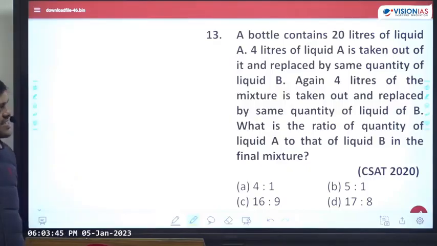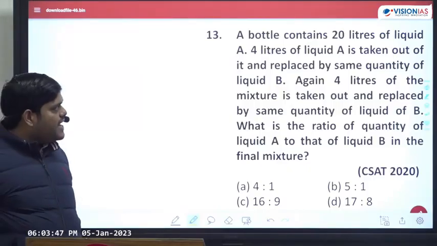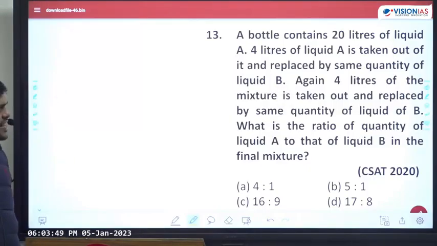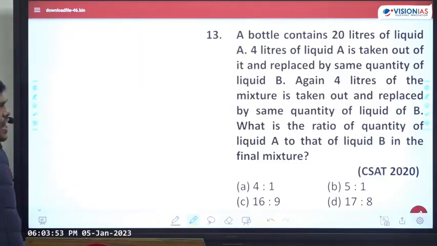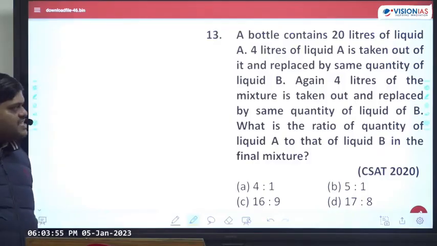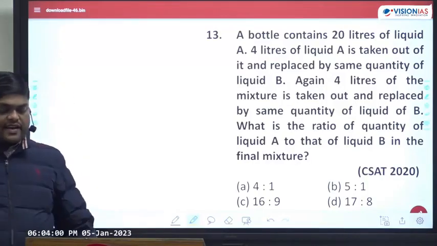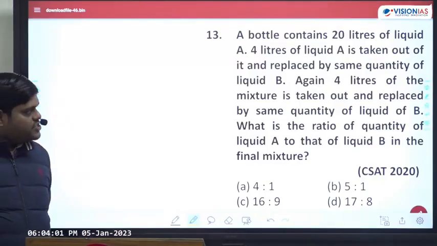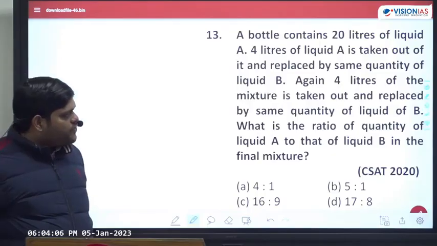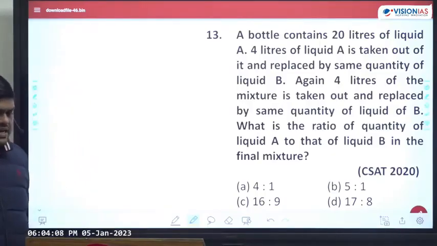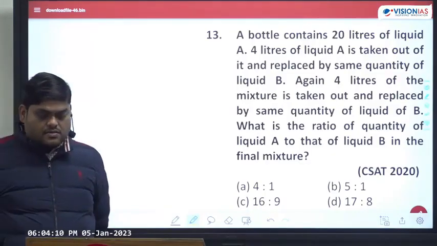A bottle contains 20 liter of liquid A. 4 liter of A is taken out and replaced by the same quantity of liquid B. Again 4 liter of mixture is taken out and replaced by the same quantity of liquid B. What is the ratio of quantity of liquid A to that of liquid B in the final mixture?